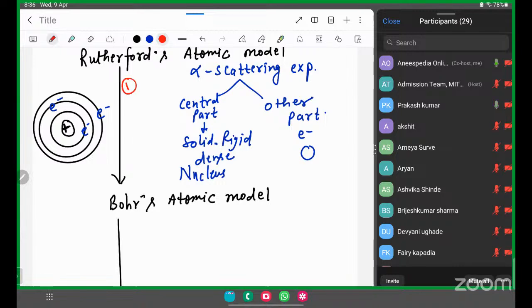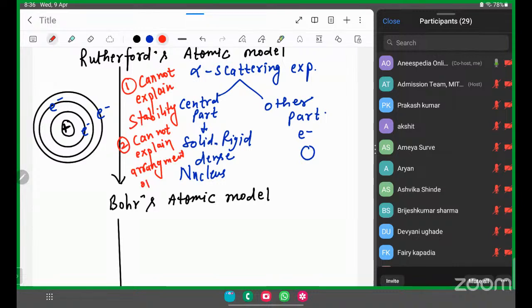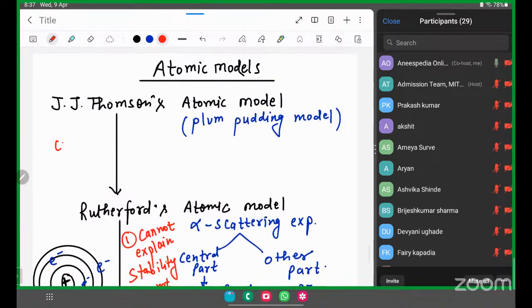Okay, first drawback is cannot explain stability. And second drawback is cannot explain arrangement of electrons around the nucleus. Understood?